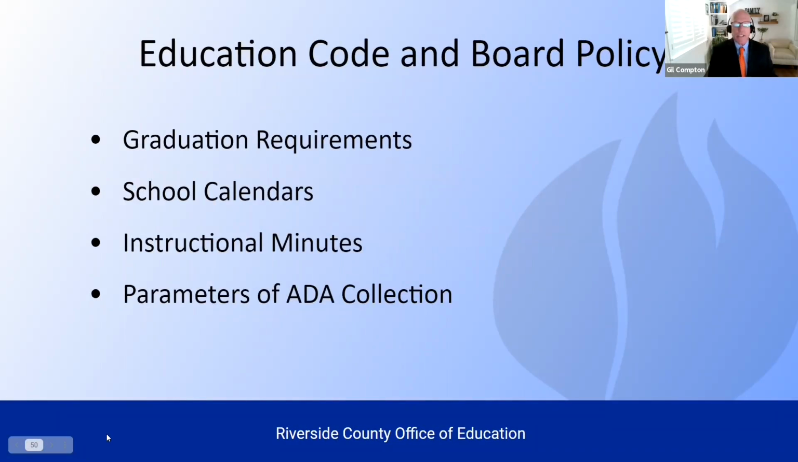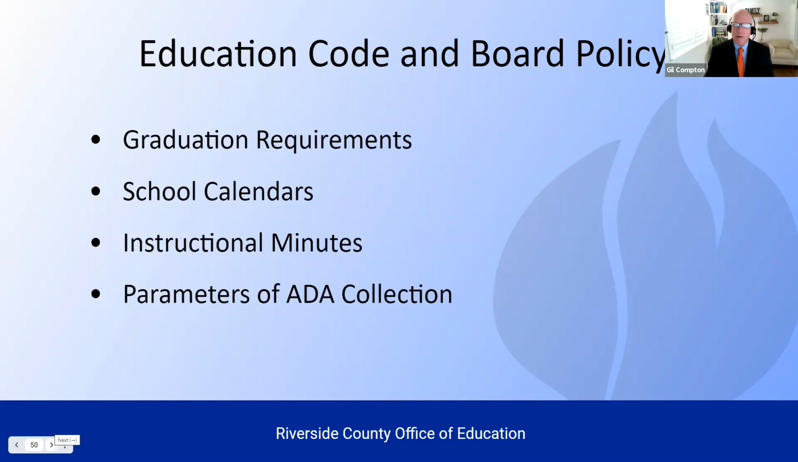When we talk about education code, we've got a couple of examples on the next couple of slides. Start with graduation requirements. Districts are examining them with their governing boards and collective bargaining teams: what's essential, where are we able to truncate, what is necessary? It's a fine balance between equity and access. Then school calendars, the expanded learning side, instructional minutes, which had some good talk from the business side, but there also has to be the instructional application side, and the parameters for ADA collection.